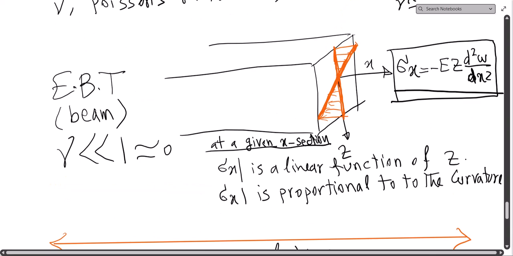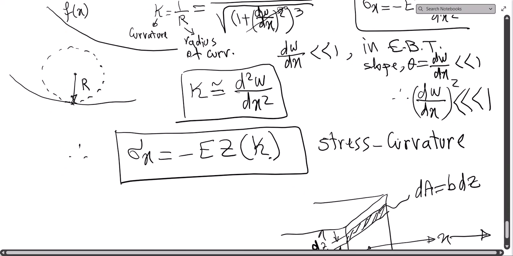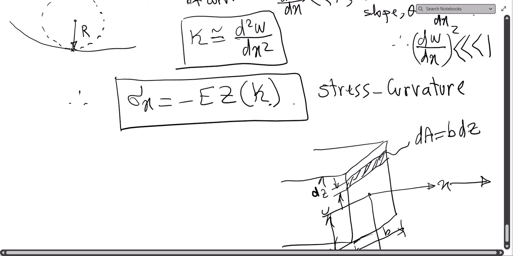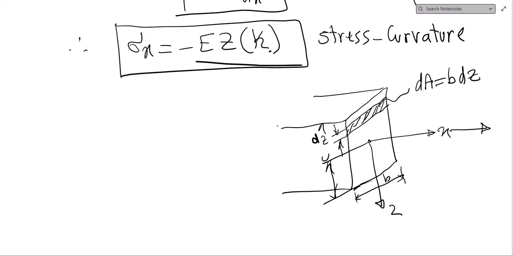Now if I come back here and use my results from the stress, I can write the stress as sigma x is minus E z kappa, which is d2w/dx2. So this is, if you like, the stress curvature relationship. Now, I want to relate this to a more practical quantity that we have in beams, and that is moments at the cross section due to applied loads.